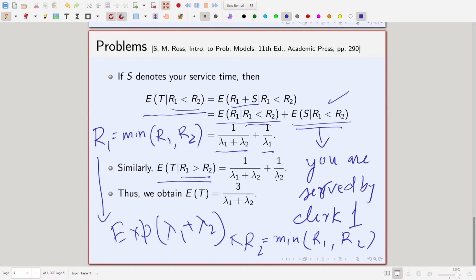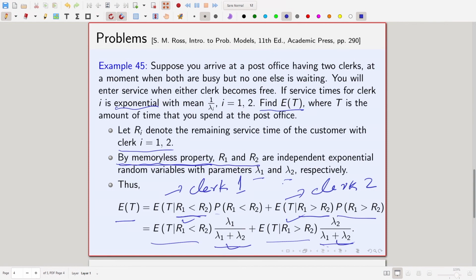So you do basically the same argument as you did for expectation of T given R1 less than R2. For expectation of T given R1 greater than R2, the first term will remain unchanged, but the second term will be 1 over lambda 2, because now you are being served by Clerk 2 and not Clerk 1. So you now know everything. You know these two values, you already knew these two.